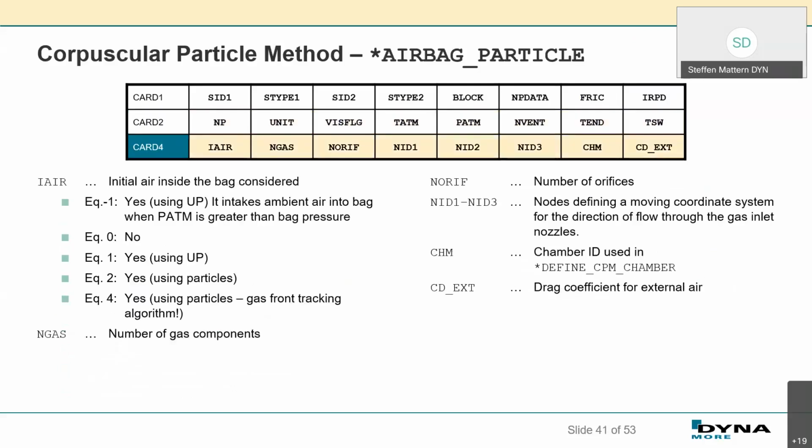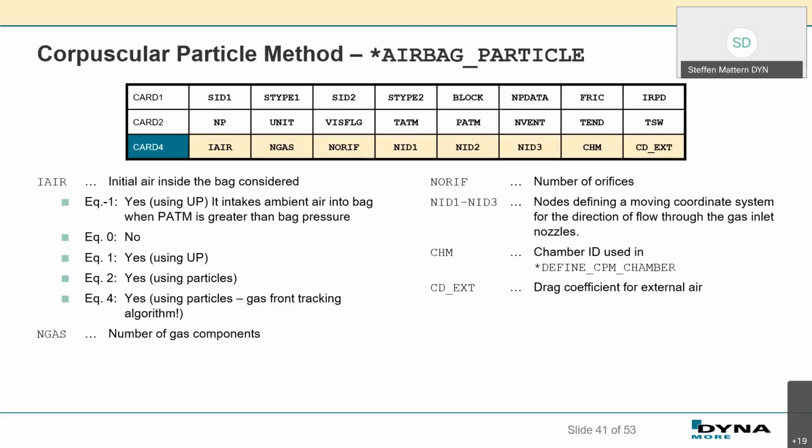In card number 4, as you realize, I skipped card number 3. It will be on the next slide. In card number 4, we specify how initial air is modeled. That is air that is initially inside the airbag. Further, we specify the number of gas components and the number of orifice nodes, similar to the ALE parts before.